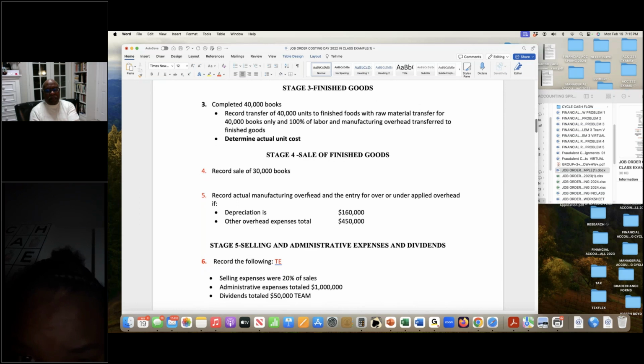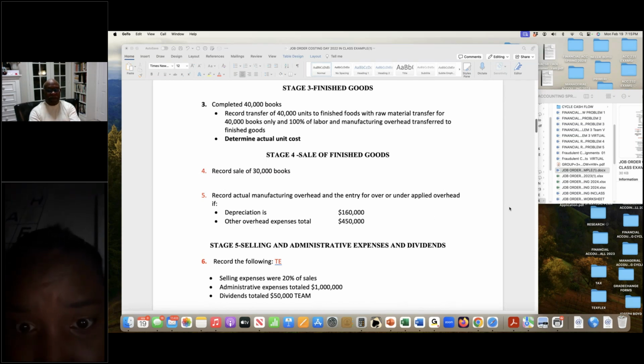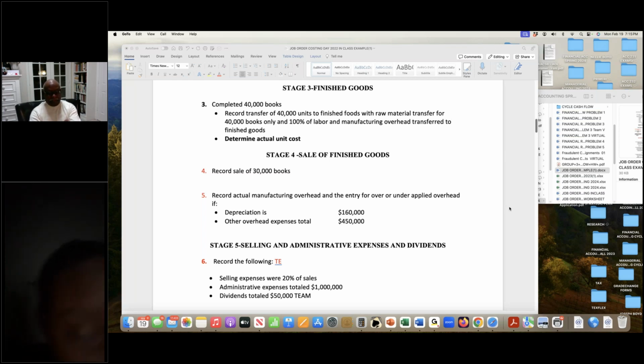Stage 4 may be a little more difficult. So hopefully you do have this problem in there now. Is it in there? Did it show up in Blackboard? Yes, sir. It was job order 2. Correct. So make a hard copy of it and fill out what we've done today, then have it so we can finish it next time. Or if you want to just start in Excel right away, that's fine.